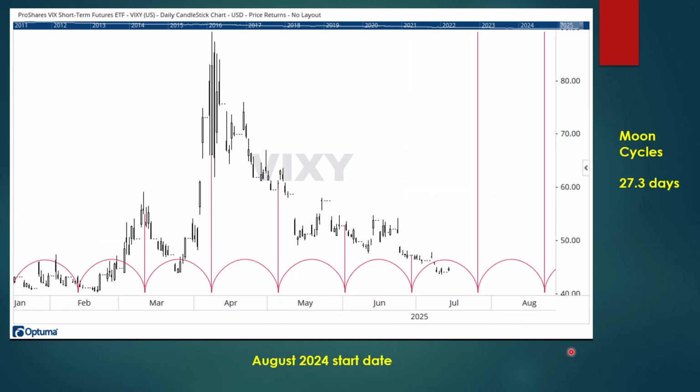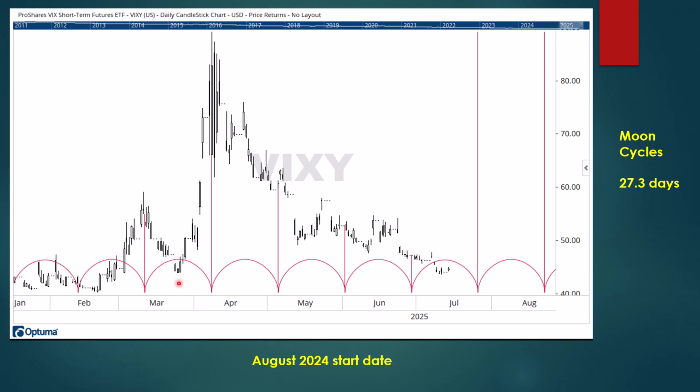And I've also put on the moon cycles. 27.3 days is what it takes the moon to go around the Earth. And that is if you are observing the movement of the moon, not from on planet Earth, but if you were out in space at a fixed reference point. I just picked August of 2024 as a start date. And if I project forward, we get into March of 2025, and there's a little swing in the VIX, and that's right at the end of one of these moon cycles.